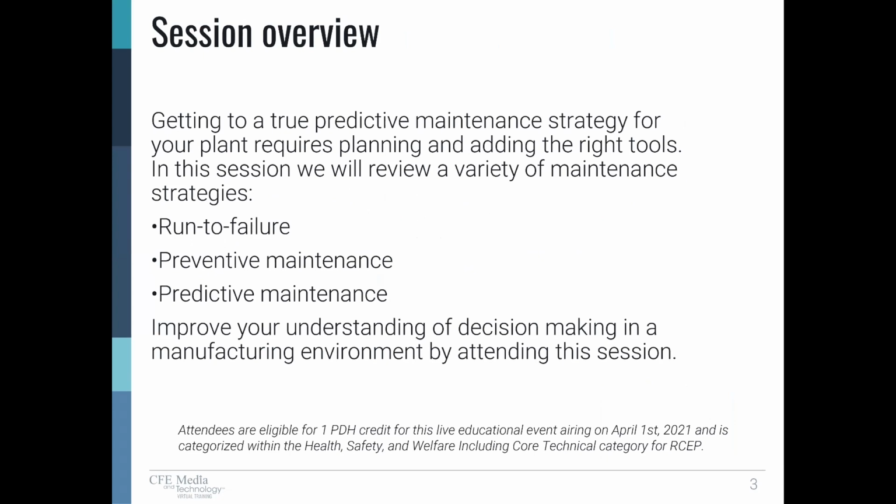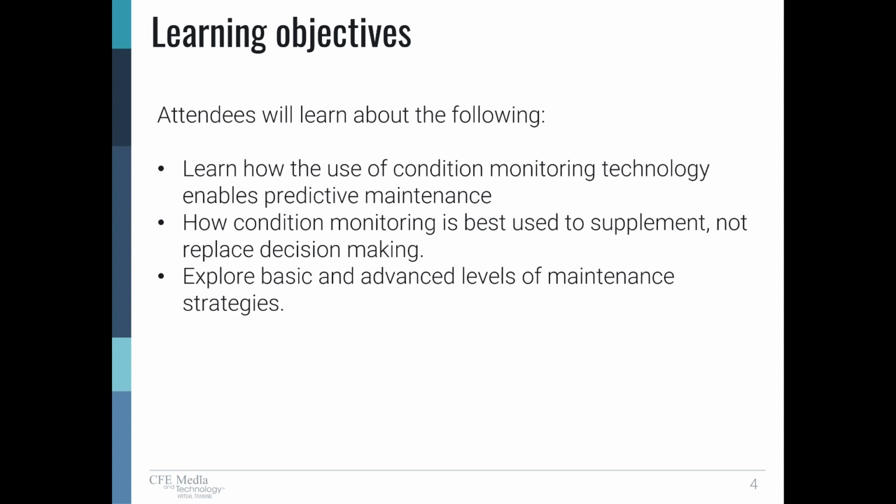Getting to a true predictive maintenance strategy for your plant requires planning and having the right tools. In this session, we will review a variety of maintenance strategies, including run to failure, preventive maintenance, and predictive maintenance. Improve your understanding of decision-making in a manufacturing environment by attending this session. You'll learn how the use of condition monitoring technology enables predictive maintenance, how condition monitoring is best used to supplement and not replace decision-making, and we will explore the basics and advanced levels of maintenance strategies.